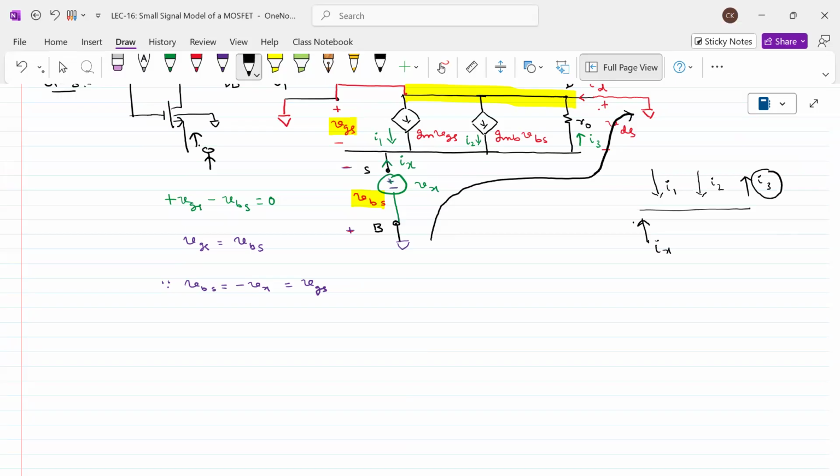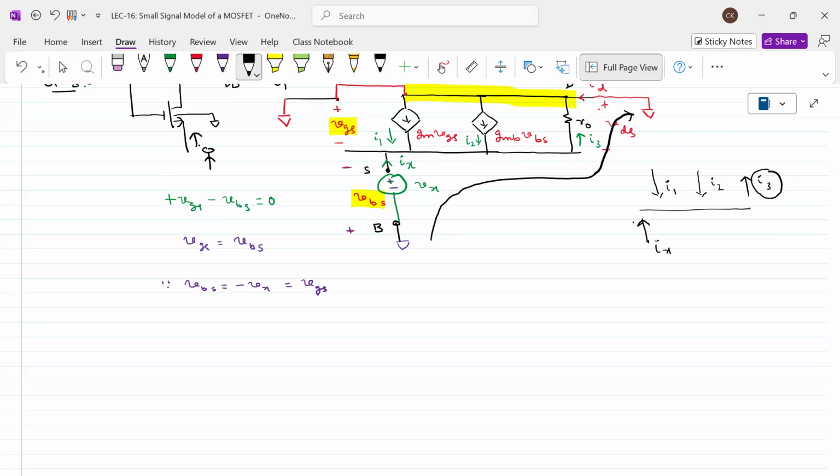Anyone in the class? They are all connecting at one point only. But different branches are there. One branch is coming to that point. Three branches are there. Two are coming inside and one is going out. I want to calculate I3.